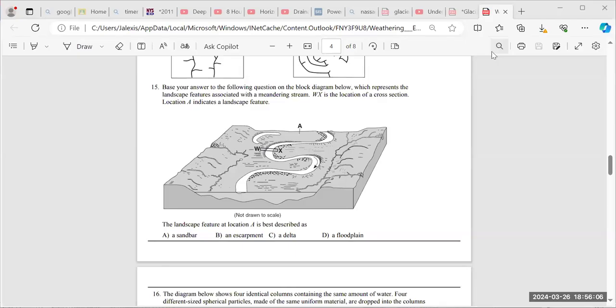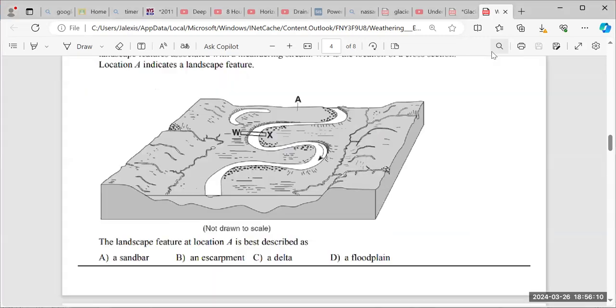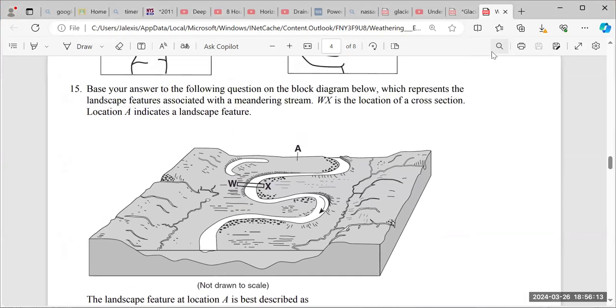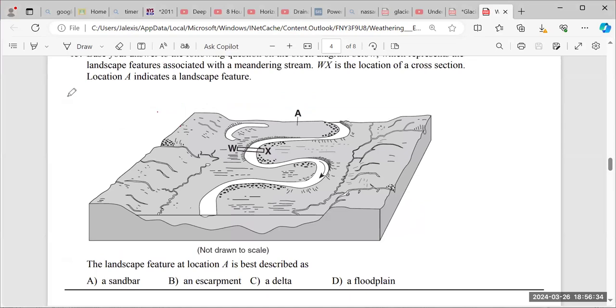Number 15 says, base your answers to the following question on the block diagram below, which represents the landscape features associated with a meandering stream. So that's a key thing. Features associated with a meandering stream. WX is the location of a cross section. Location A indicates a landscape feature. The landscape feature at location A is best described as what?